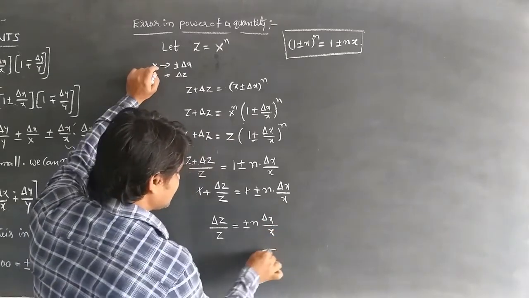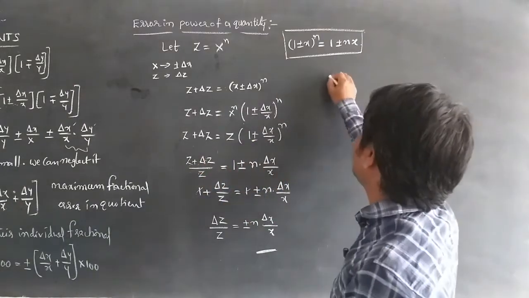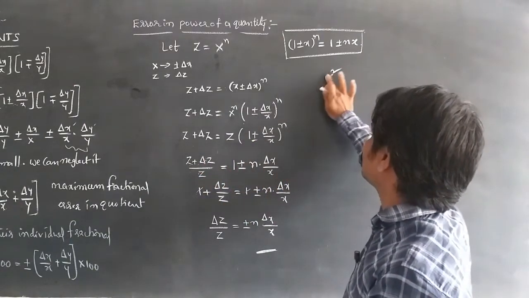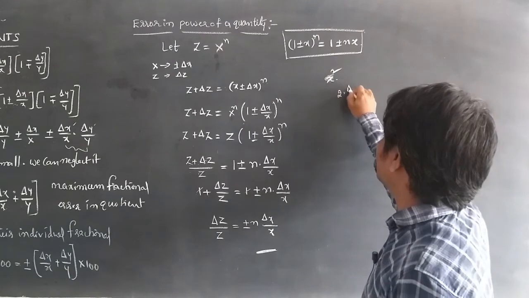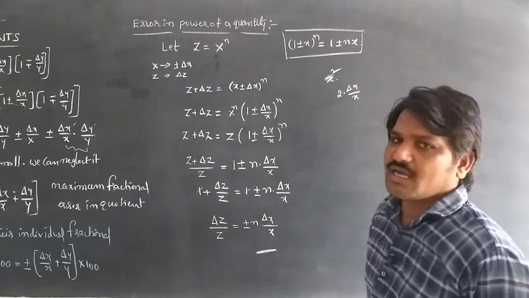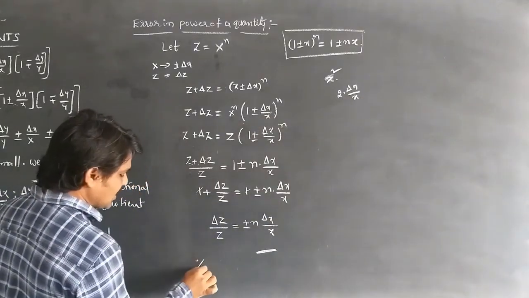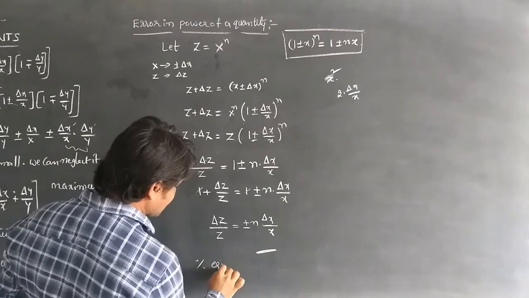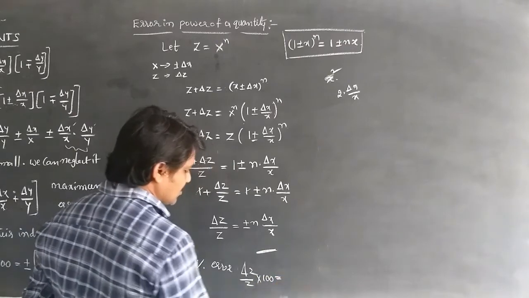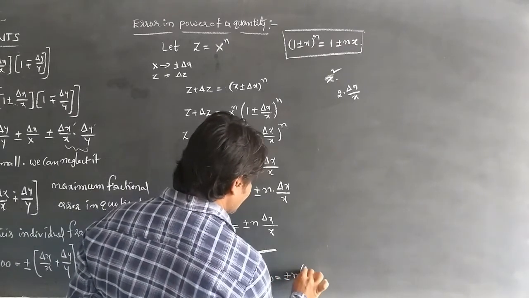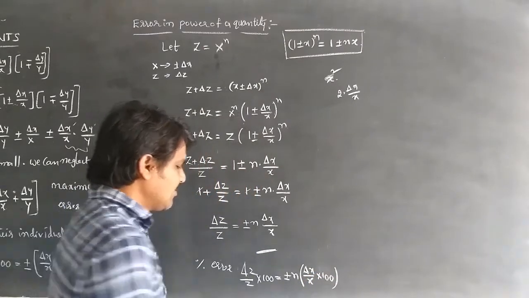This term is used to know the error in the power of a quantity. For example, if we have x square, then to know the error in the power, we get 2 into delta x by x as the error. In the same way, to know the percentage error, delta z by z into 100 is equal to plus or minus n into delta x by x into 100. Like this, we can write the percentage error also.